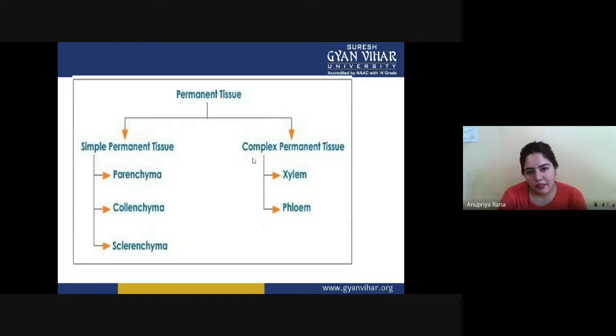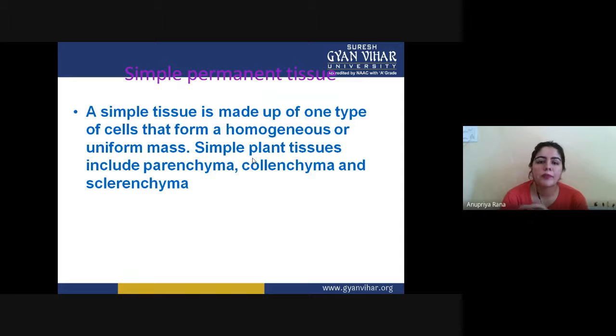Now, if we see the classification of the permanent tissue, you can see there are two broad categories here: the simple permanent tissue and the complex permanent tissue. In simple permanent tissue, we have parenchyma, collenchyma, and sclerenchyma. On the other hand, in the complex permanent tissue, we have two types, xylem and phloem. Now we will see how these cells specifically work.